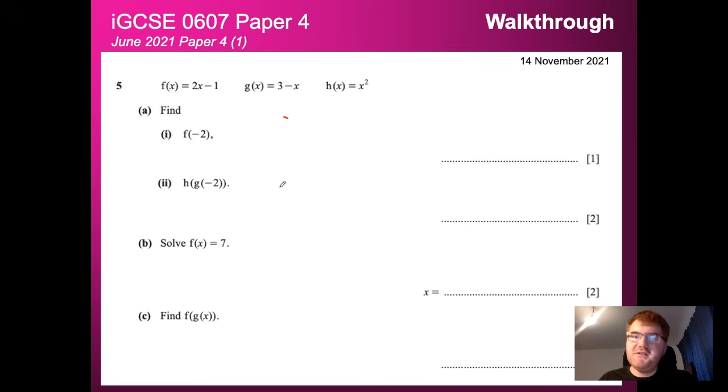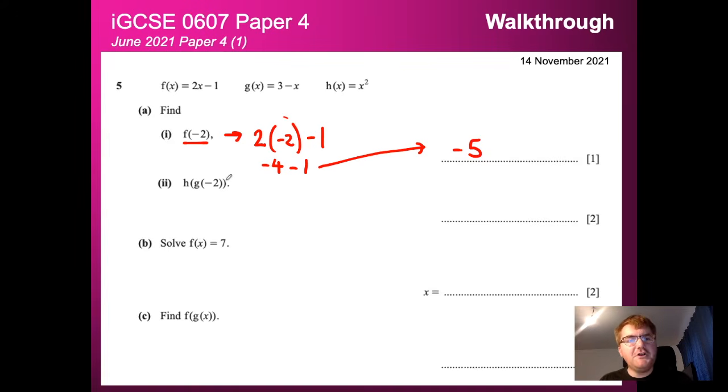So we're going to start with some substitution here to work out f of minus 2. To work this out, wherever we see an x in our function, we're going to replace it with minus 2. So I'm going to copy across the 2, put a minus 2 where the x was, and then leave everything else alone. And then we just have to do some calculation here. So 2 times minus 2 is minus 4. Minus 4 minus 1 is minus 5.